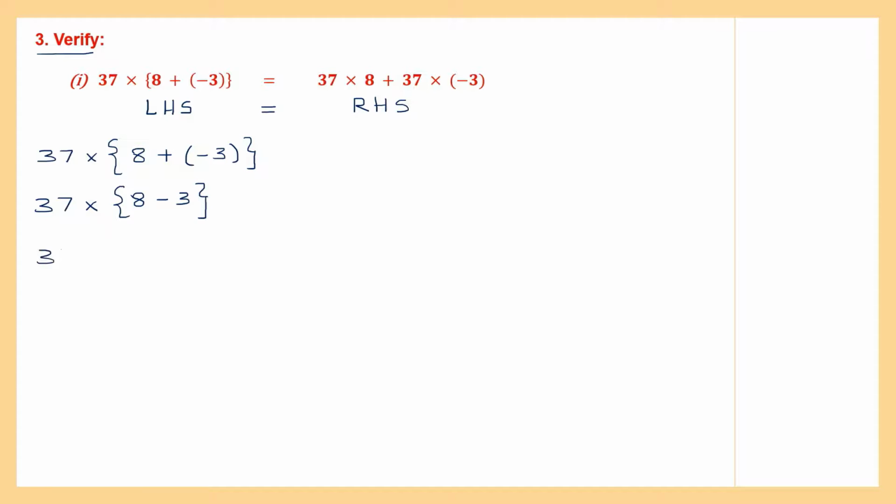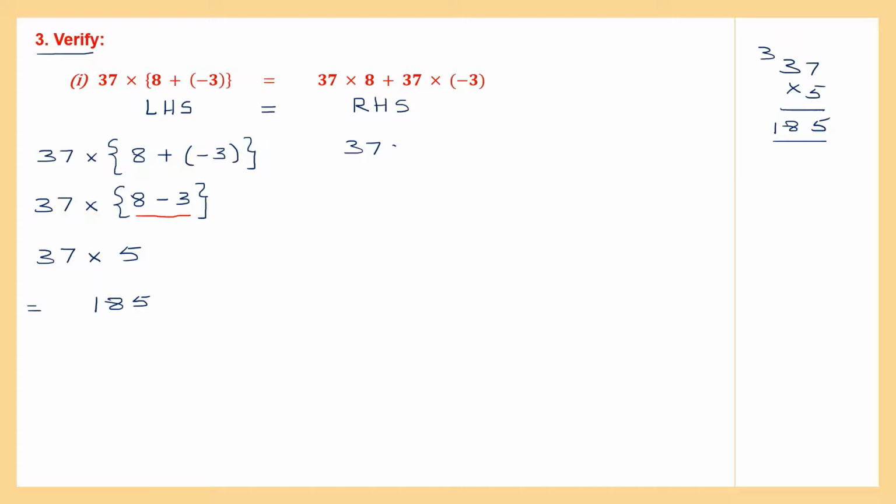Then we write the next step, 37 into. This time we can remove the curly brackets by simplifying what is inside the bracket. So 8 minus 3 is 5. So remove the curly bracket and write only 5. So now we have 37 into 5. Let's multiply 37 into 5. 5 sevens are 35. Carry 3. 5 threes are 15 plus 3 is 18. 185. So on the left hand side we have 185. Now let's work out the right hand side and see what we get.